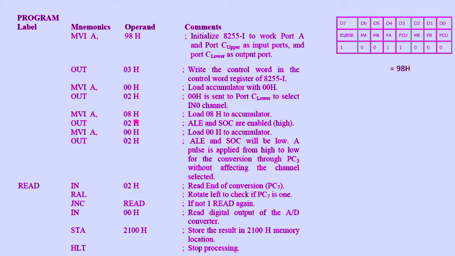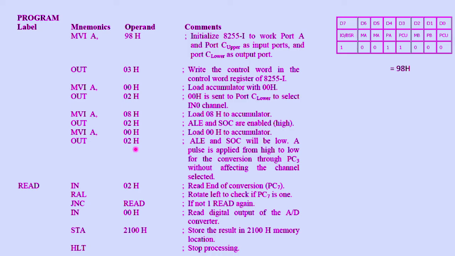These two commands will send the low to high signal to the analog to digital converter, that in turn will provide the start of conversion command. Now what we have to do is load the accumulator with 00 value and send it to 02, that is nothing but port C. Why have we done it?